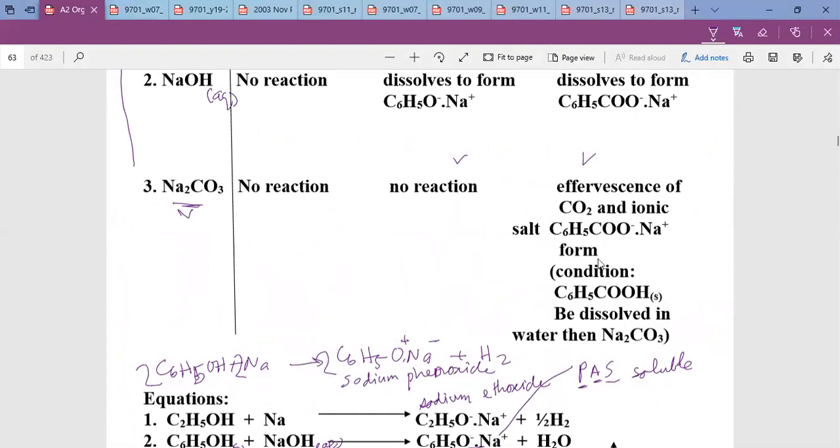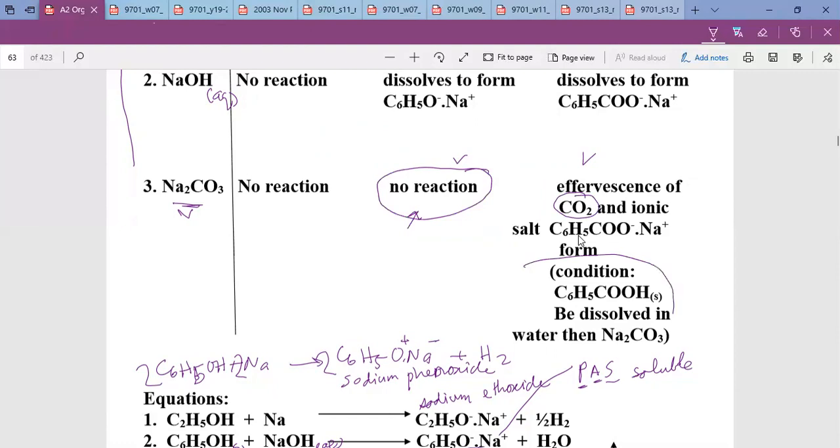your phenol will give no reaction. Okay, say only that. But actually, when we do the experiment, there is some reaction. I don't care. Okay, you say only there's no reaction. Okay, phenol no reaction. But for your benzoic acid, there will be effervescence of CO2. Okay. Right? I put it out here. See, I put the thing here.